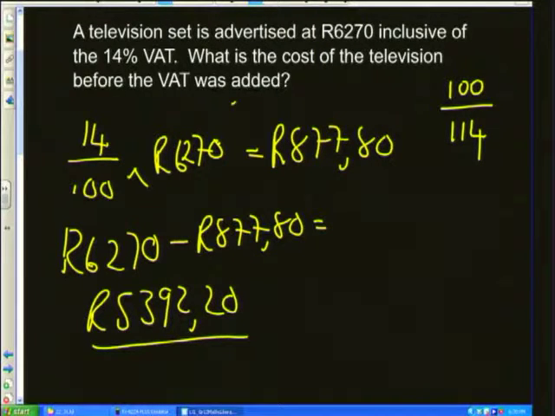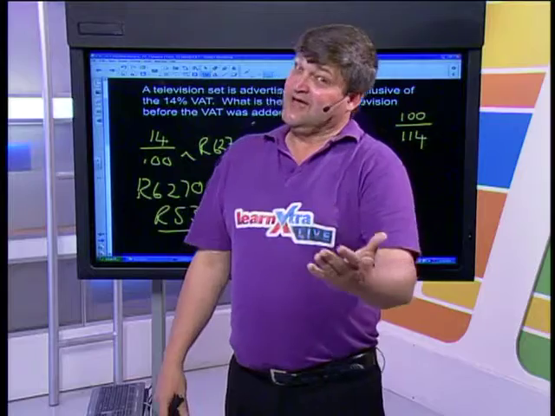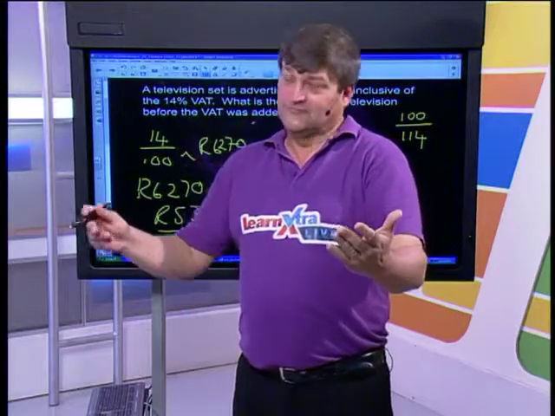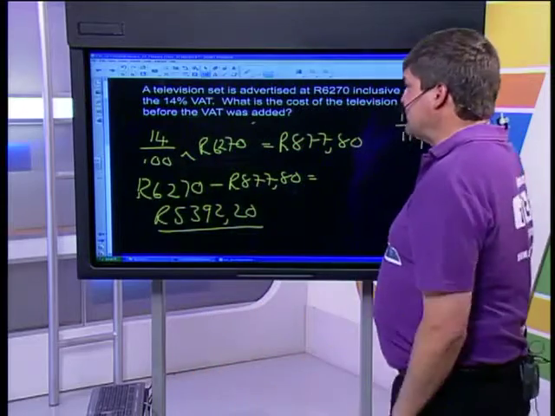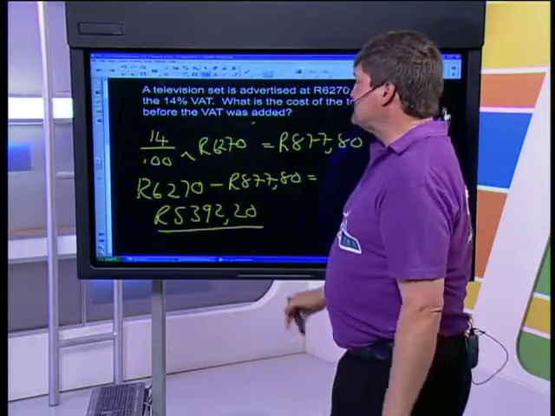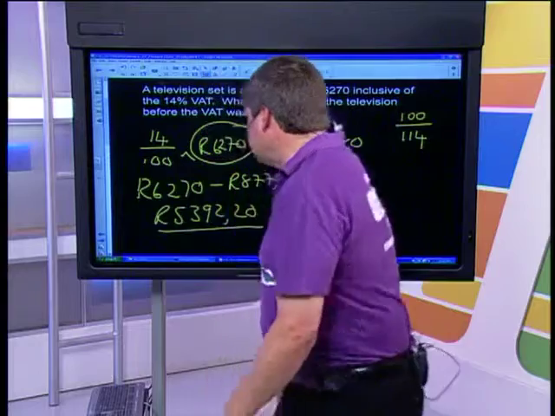So people say now, sure, I finished that sum. It was so easy. And when we mark it, we say, hey, I marked this wrong. It was so easy, okay? Because, guys, what have we done? We have found 14% of this amount, not 14% of the amount that the TV actually cost. Let me show you what I mean by that.